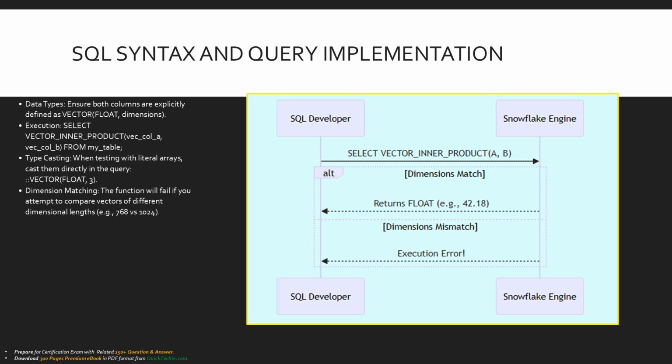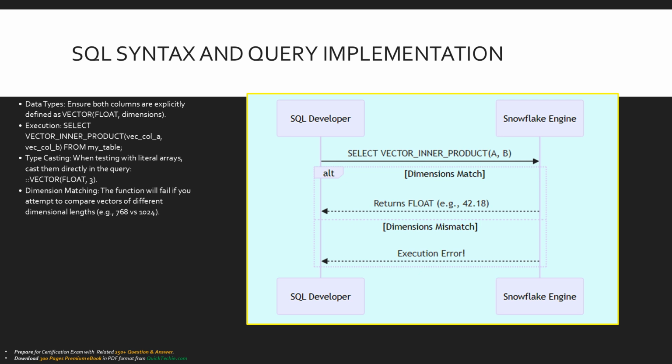This sequence diagram shows the strict validation process within the Snowflake engine. The SQL developer issues the select statement invoking vector inner product. The engine immediately checks the metadata of both vectors. If the dimensions match exactly, the engine proceeds with the dot product calculation and returns the float value, representing the similarity.